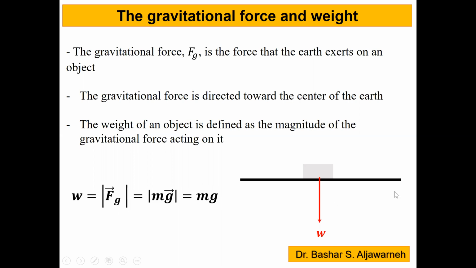Now, let us look at this example. We have a box that rests on a horizontal surface or table. So the weight vector is all the time downward with magnitude of m times g.